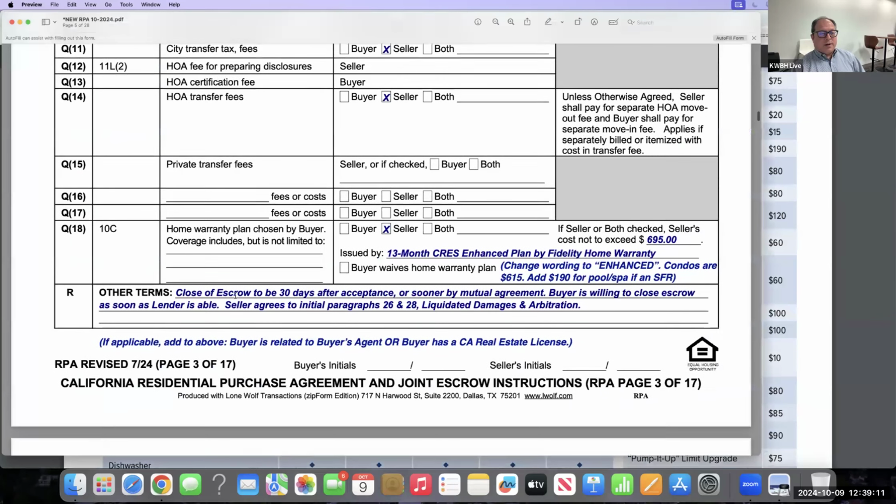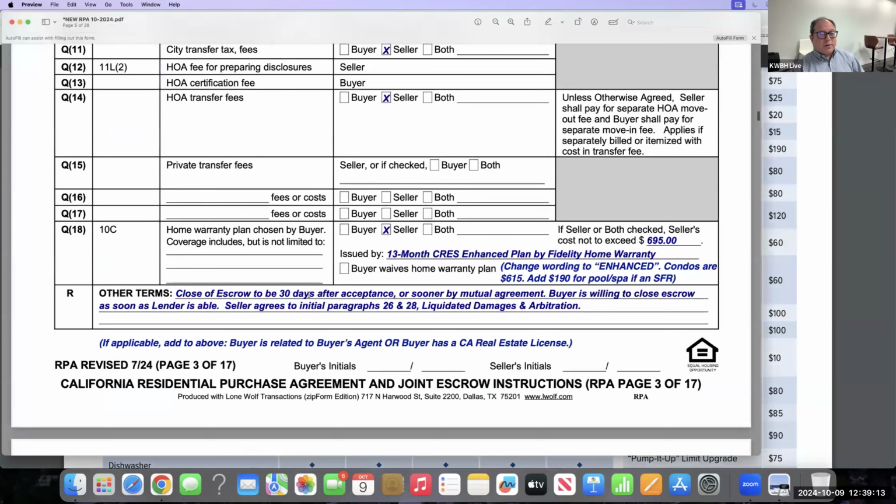Okay, now I have here other terms. So here were the terms I was talking about. Close of escrow to be 30 days after acceptance, continued rental agreement. Buyer is willing to close escrow as soon as lender is able. Great. I have an added thing here. It says seller agrees to initial paragraphs 26 and 28, liquidated damages and arbitration. We'll talk about that in 1 second.